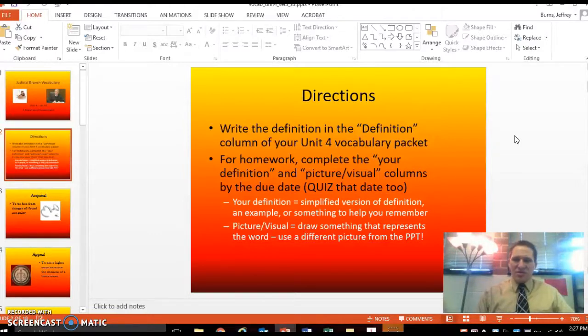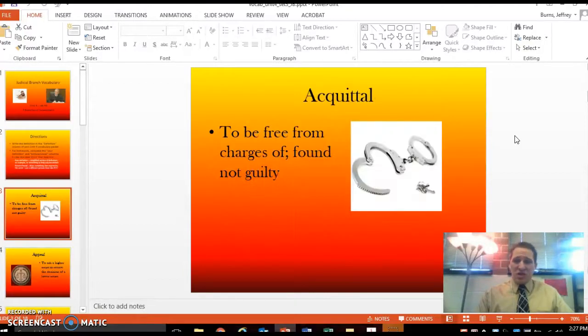Alright, here we go. So 16 words. We're back to another long set here. Alright, first one is acquittal. And an acquittal, or to be acquitted of a crime, is to be found not guilty. We'll learn about this when we get to the arrest sequence, that you can either be convicted or acquitted of a crime.